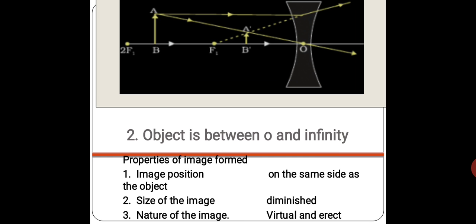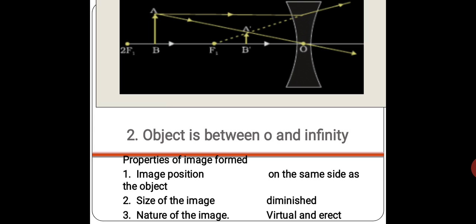The next position is when you bring the object between optical center and infinity. When you place the object anywhere between optical center and infinity, and again when you consider the same two rays, that is one ray parallel to the principal axis gets diverged and seems to be passing through the principal focus. Another ray passing through optical center will not get diverged. So these two refracted rays will tend to meet at a point in front of the concave lens itself, that is on the same side of the object itself. And the image always lies between optical center and principal focus.